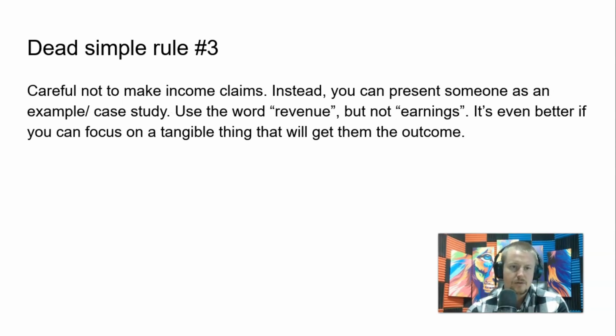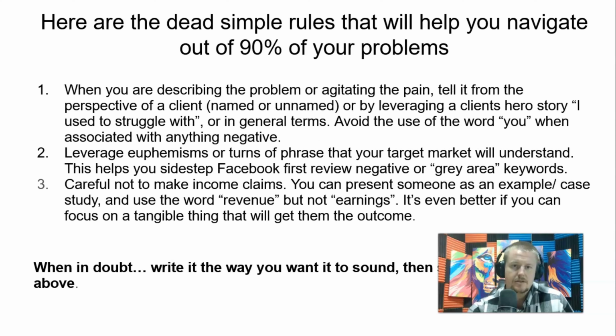All right, dead simple rule number three: be careful not to make income claims. Instead, you can present someone as an example or a case study and use the word revenue, but not earnings. It's even better if you can focus on tangible, real world things that actually get your clients an outcome, instead of just saying you're going to make $100 million in 10 minutes or whatever. That's just going to get shut down real quick. So those are the dead simple rules.